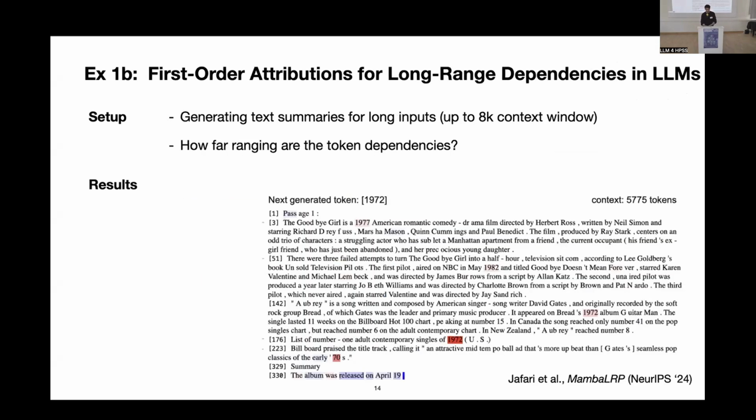And then we also looked at long-range dependencies. This is a very standard LLM scenario: you have a very long context window, here up to 8,000 tokens, with Wikipedia articles. You provide the text and you ask for a summary in the end. The model starts generating free text, and then we looked at where this information actually came from in the context. We were interested in whether the models are actually able to use long-range information.